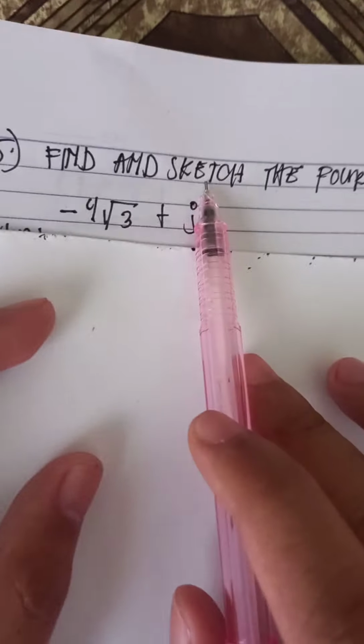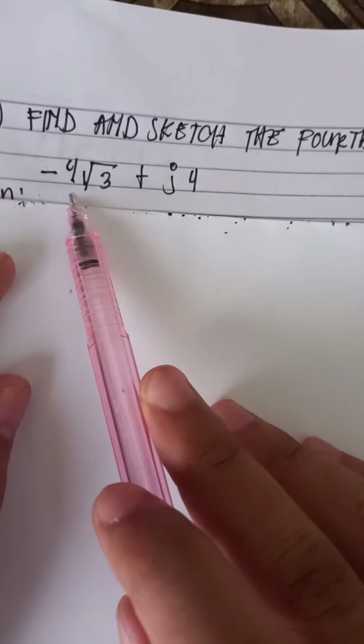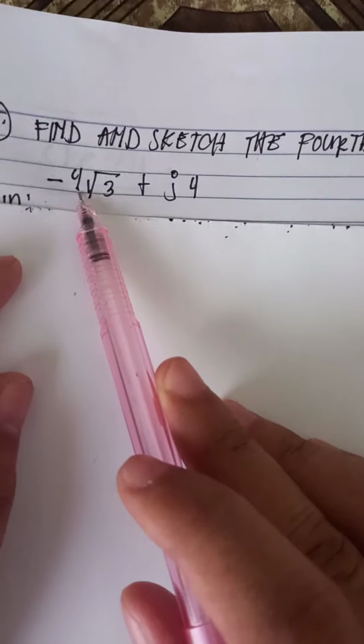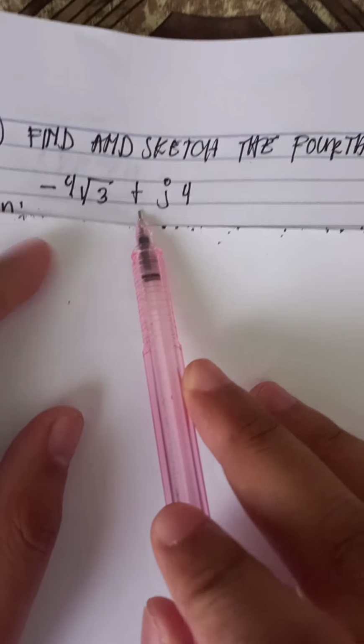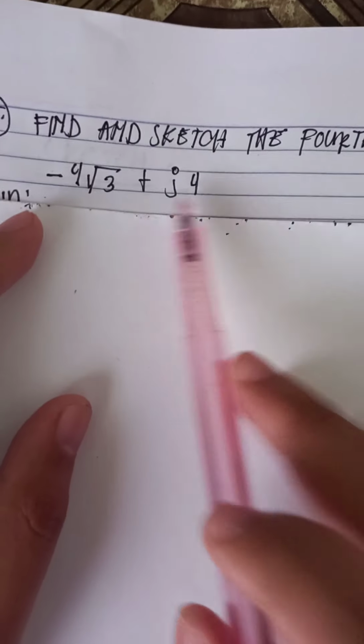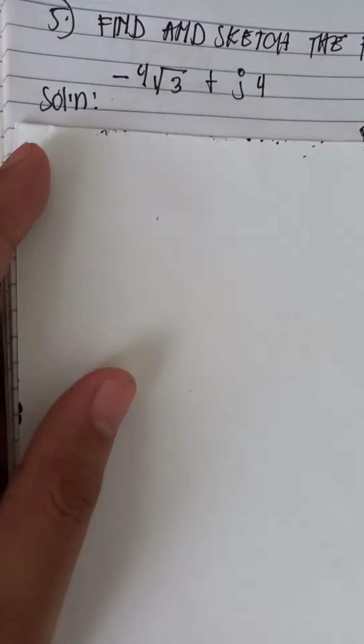So we are here at number 5. Number 5 is to find and sketch the fourth roots of this equation, which is -4 times square root of 3, -4 square root of 3 plus j4. So first, this is rectangular form, and we have to convert this into polar form.